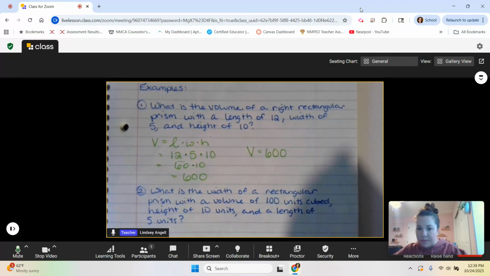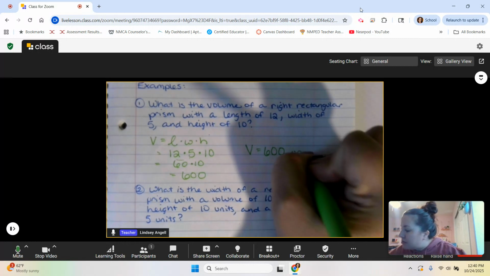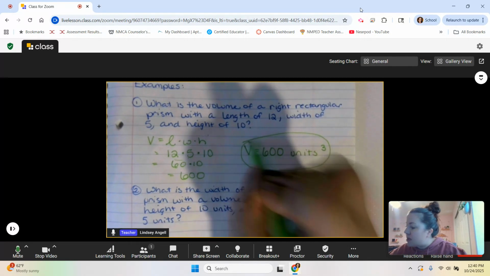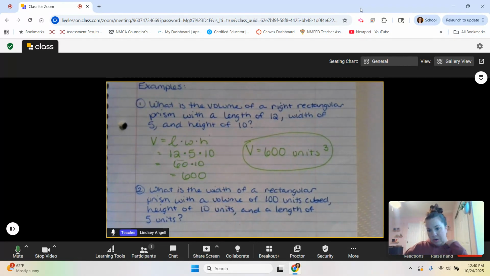And at least the way I wrote it, we don't know what the units are. So we can put units cubed. Okay, volume is a three-dimensional attribute. And so the units are going to be cubed, 3 dimensions, right? And we multiplied 3 numbers together, so that makes sense too.